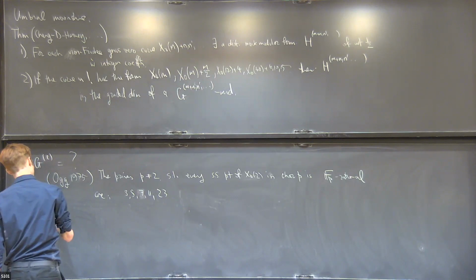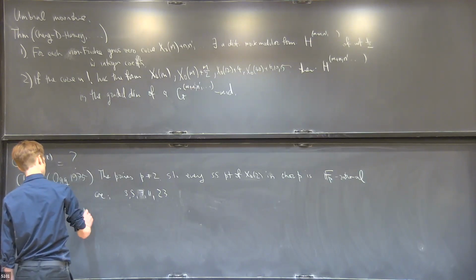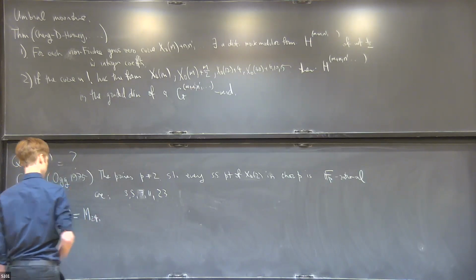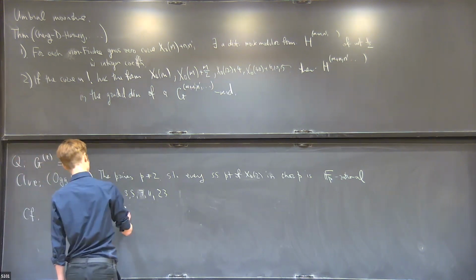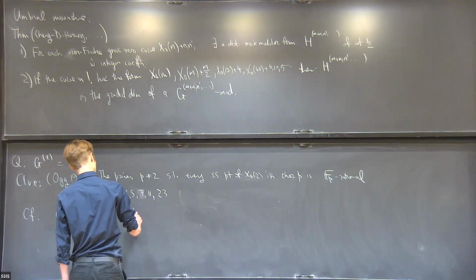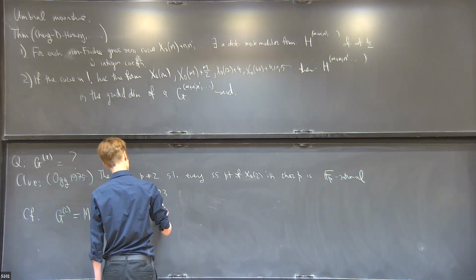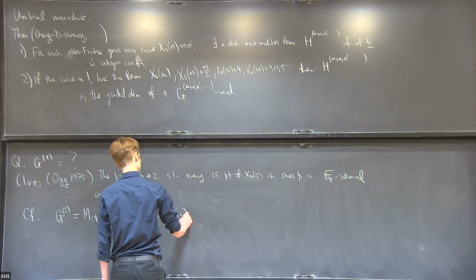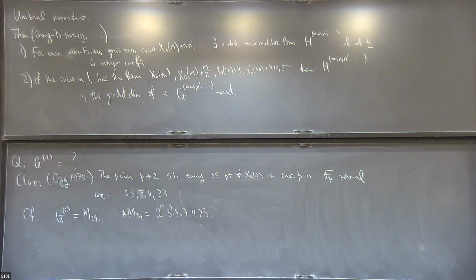And now I will reveal what G for 2 is. It is the sporadic simple group M24. Its order is 2^10 times 3^3 times 5 times 7 times 11 times 23, modulo typos.